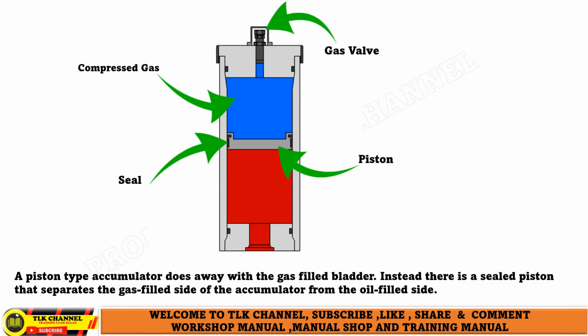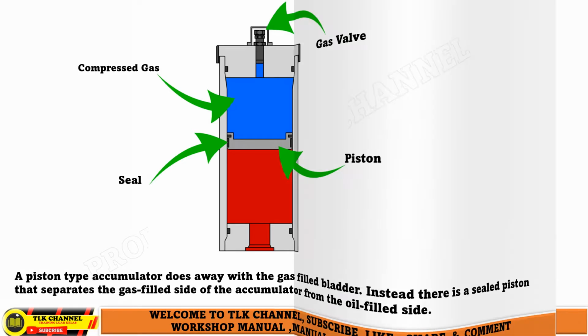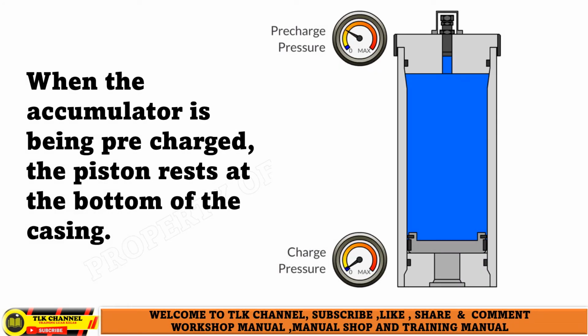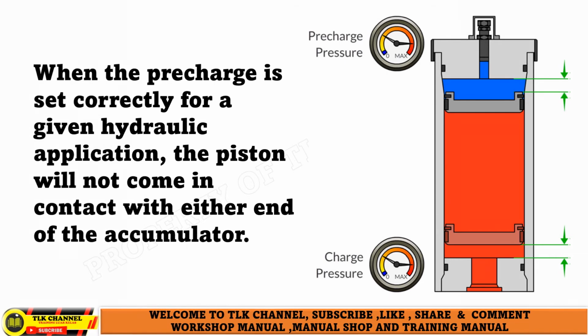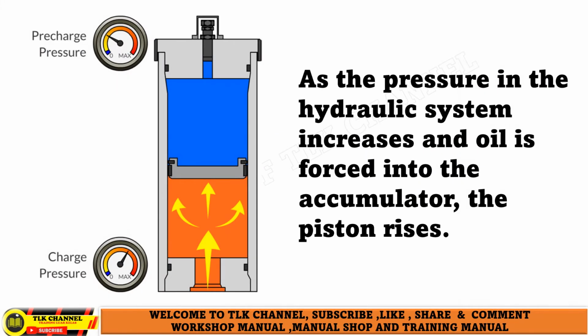A piston-type accumulator does away with the gas-filled bladder. Instead, there is a sealed piston that separates the gas-filled side of the accumulator from the oil-filled side. When the accumulator is being pre-charged, the piston rests at the bottom of the casing. When the pre-charge is set correctly for a given hydraulic application, the piston will not come in contact with either end of the accumulator. As the pressure in the hydraulic system increases and oil is forced into the accumulator, the piston rises.